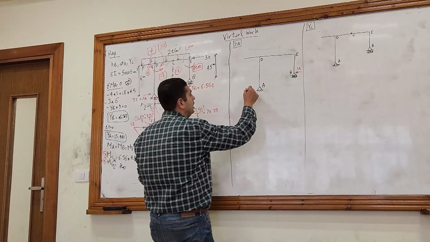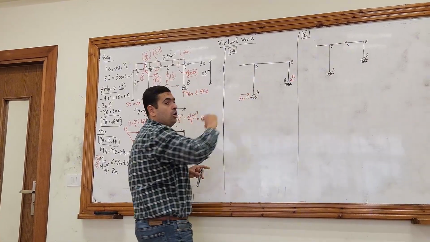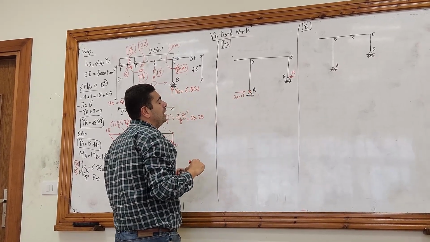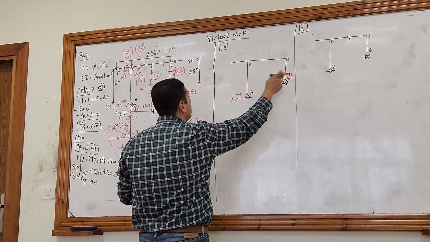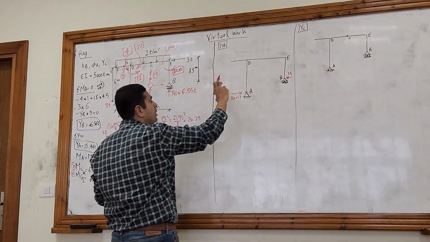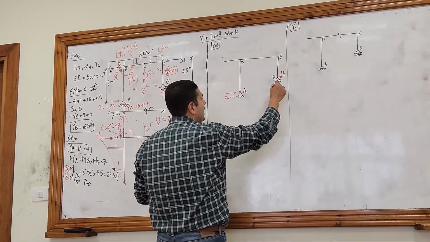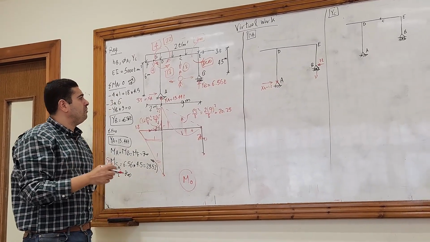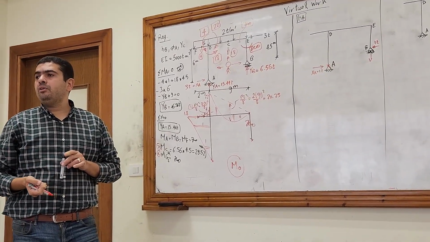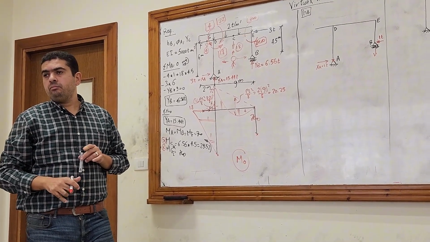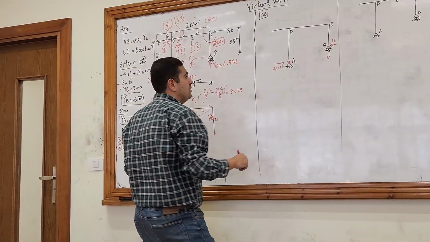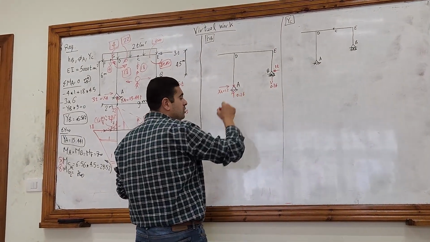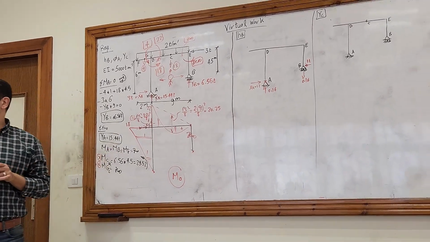What about the reaction XA? It will be equal to 1 in the opposite direction. What about YA and YB? Let's take a moment at A. So YB times 9 minus 1 times the difference between 6 and 4.5, which is 1.5. So the reaction will be downwards, and it will be equal to 1.5 divided by 9, which is 0.16. So YA here will be 0.16, but upwards. No other vertical forces.